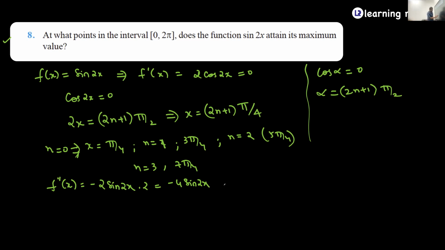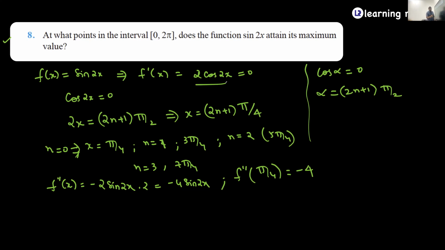So what is f double dash of pi by 4? Minus 4 into sin pi by 2, so it is minus 4. F dash x is 2 cos 2x, and the 2 is getting multiplied in the chain rule. So f double dash of pi by 4 is minus 4.